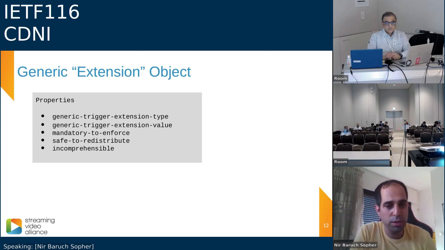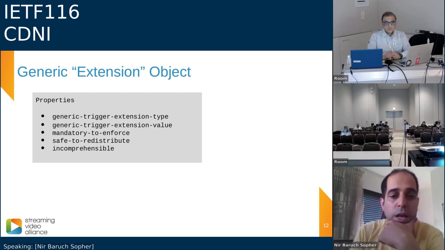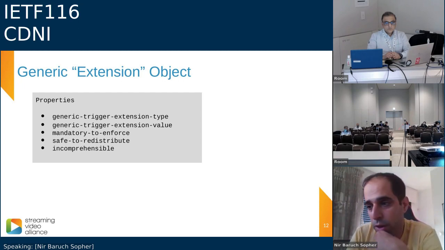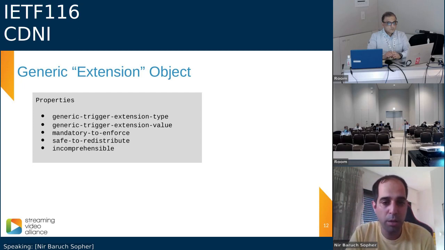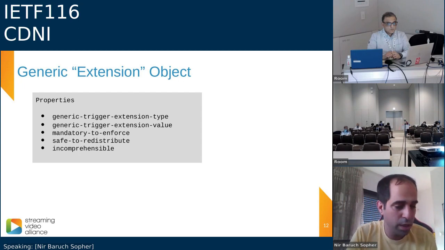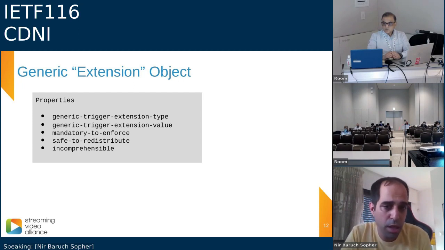So the structure of the generic extension object is first the type, then the value, and then 3 flags that are used for the cases where different levels of protocol are supported: mandatory to enforce, safe to distribute, and incomprehensible. It's quite similar to the metadata generic object in those manners, and the definition of this flag is pretty much equivalent. Next, please.